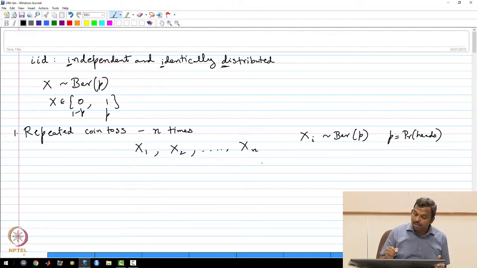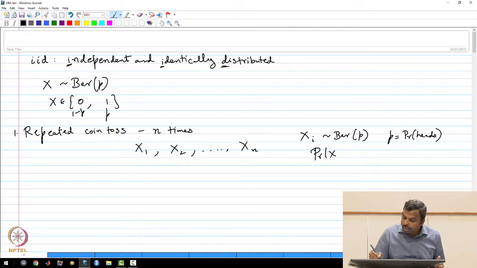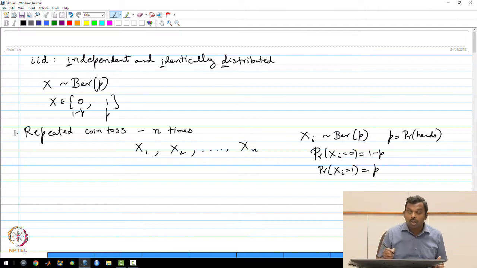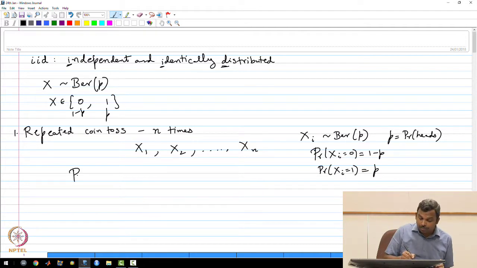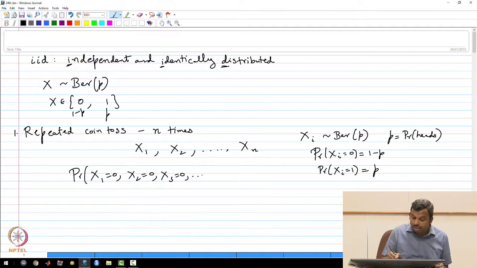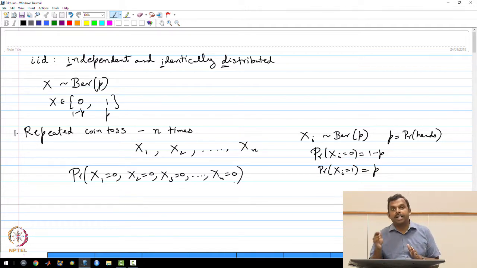So for instance, this is your x1 to xn. When I say xi is Bernoulli, probability that xi is 0 is 1 minus p, probability that xi is 1 is p. Now, if I were to ask the question, what is the probability that x1 is 0, x2 is 0, x3 is 0, so on till everything is 0? When you have independent and identically distributed random variables, what's the probability that all of them are 0, 0, 0, 0, 0, 0?